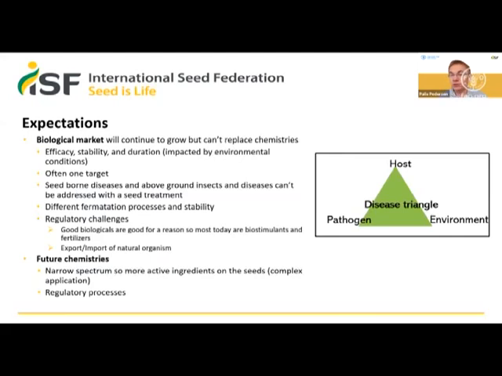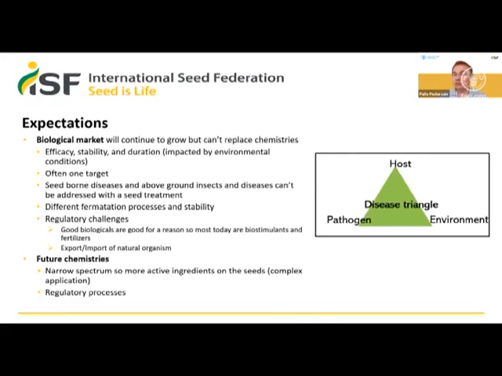The reason for that is what I mentioned before: efficacy, stability, and duration. It doesn't last as long because it's impacted by environmental conditions. Many of these products, if they are biocontrol products, also only work on one organism. If you remember, I talked about seedling diseases, insects, nematodes, and seed-borne diseases. You will have to use a lot of different kinds of biological organisms to get that complete protection.